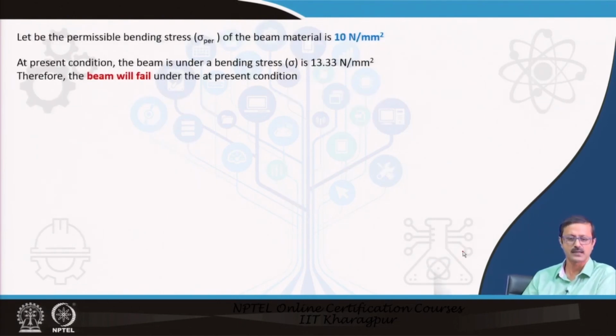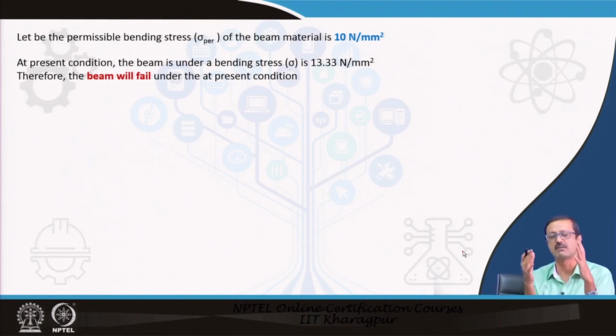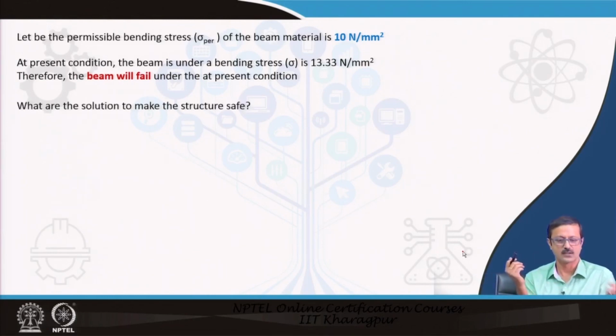But let us suppose that the permissible bending stress of the beam material is only 10. So, it can only be 10 Newton per mm square. If you put those loads, it is 13.33, which is more than the permissible 10, so the beam is going to crack. So, what is the solution then? At the present condition, the bending stress is 13.33 and the beam is going to fail. So, what are the solutions that we have to make the structure safe?